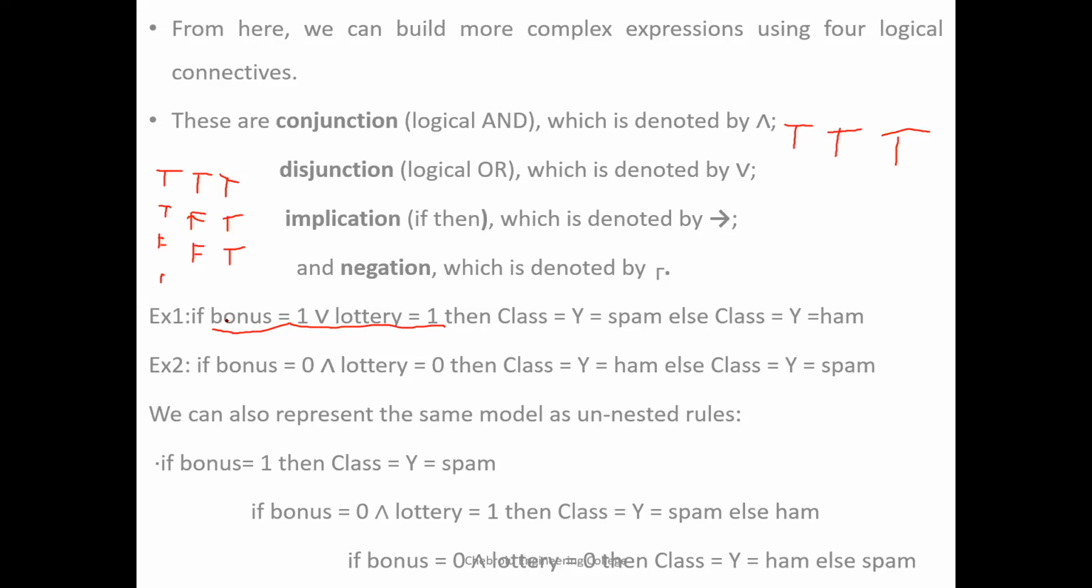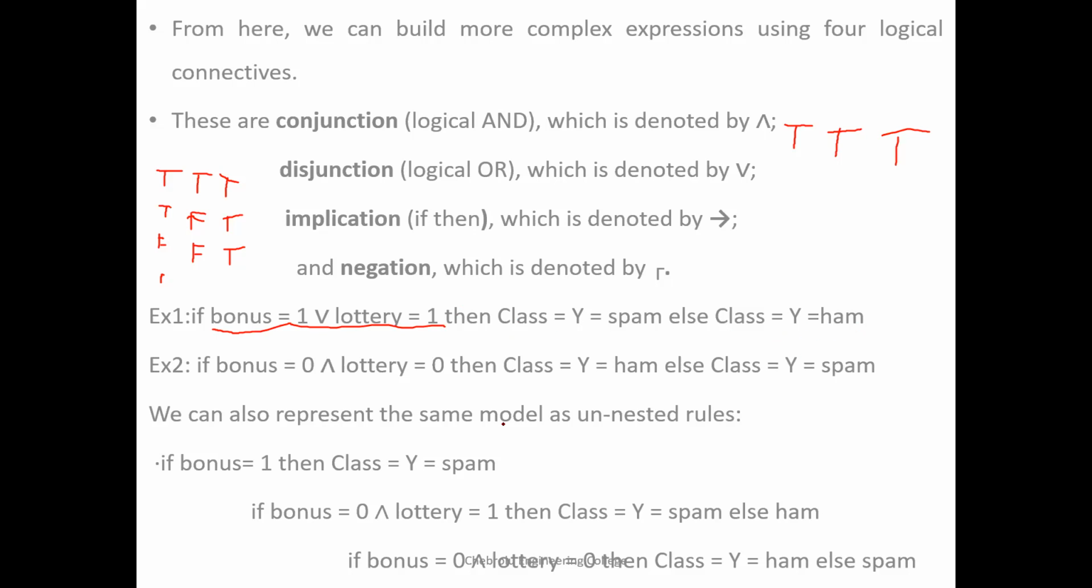See, this is Viagra. You can see bonus and Viagra are used interchangeably. So if Viagra is 1 or lottery is 1, then class Y is equal to spam. If at least one of these two is 1, see this, my dear friends, then we say it is spam. Otherwise, ham. Otherwise means neither Viagra is 1, nor lottery is 1. Then we can definitely say it is ham.